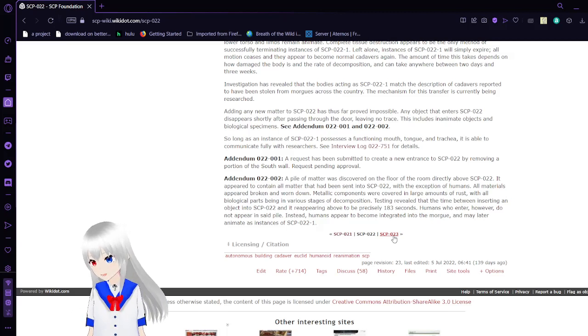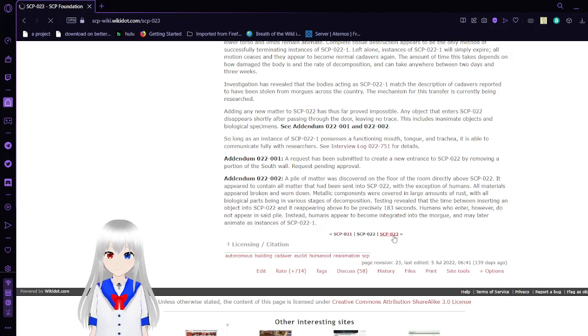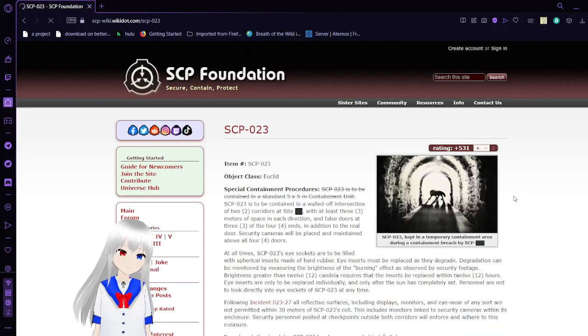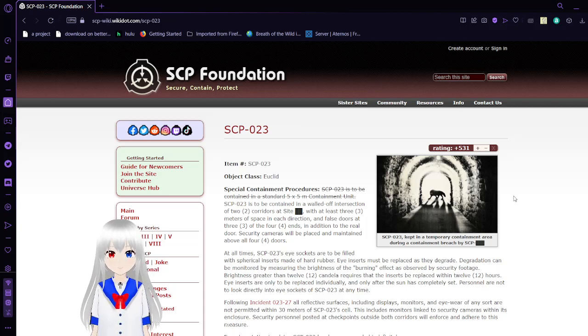Next, we have SCP-23, also known as the Black Shuck. Item number SCP-23, Object Class Euclid. Special containment procedures: SCP-23 used to be kept in a standard 5x5 meter containment unit. Now, SCP-23 is to be contained in a walled-off intersection of two corridors at Site Blank with at least 3 meters of space in each direction, and a forced door at three of the four ends. In addition to the real doors, security cameras will be placed and maintained above all four doors.